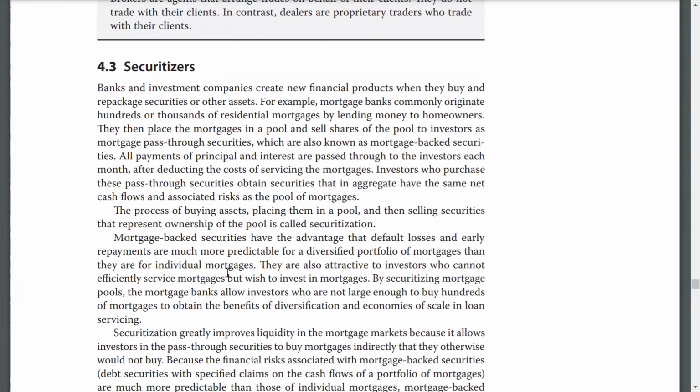Securitizers, banks and investment companies create new financial products when they buy and repackage securities or other assets. For example, mortgage banks commonly originate hundreds of thousands of residential mortgages by lending money to homeowners. They then place the mortgages in a pool and sell shares to investors as mortgage pass-through securities, which are also known as mortgage-backed securities.